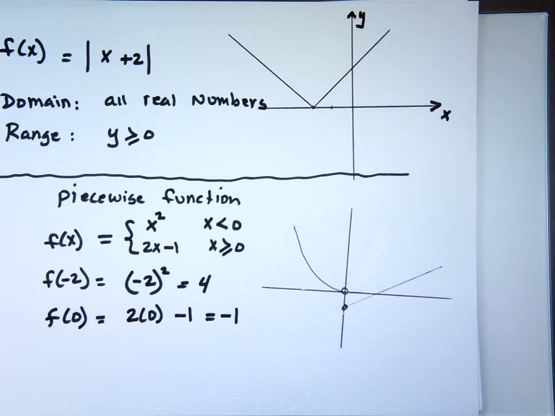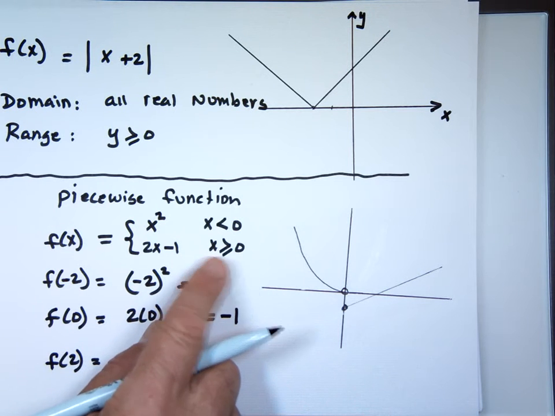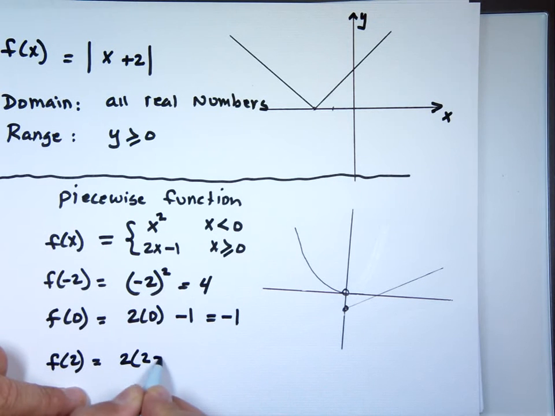If I ask f of 2, which one do you use, top or bottom? Bottom. 2 is bigger than 0. As long as it's bigger than 0, I have to use this one. Which is 4 minus 1, is that 3?